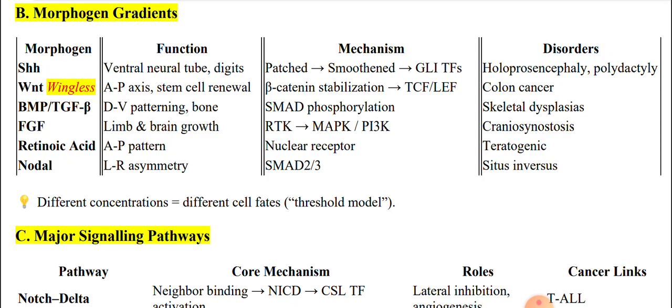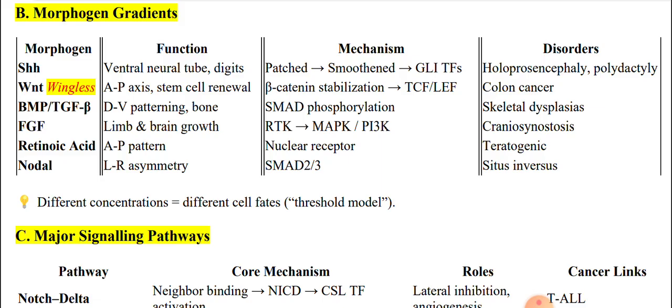Wow. Okay, moving on. BMP/TGF-beta pathway. This family of signaling molecules, including bone morphogenetic proteins, BMPs, and transforming growth factor beta, TGF-beta, signal primarily through the phosphorylation of intracellular proteins called SMADs. SMADs. Okay. And their role? They are critical for setting up the dorsal-ventral axis, the top to bottom axis in the early embryo, and they continue to be important throughout life in bone formation, cartilage development, and connective tissue homeostasis. Defects here often lead to various skeletal dysplasias, problems with bone growth and structure.